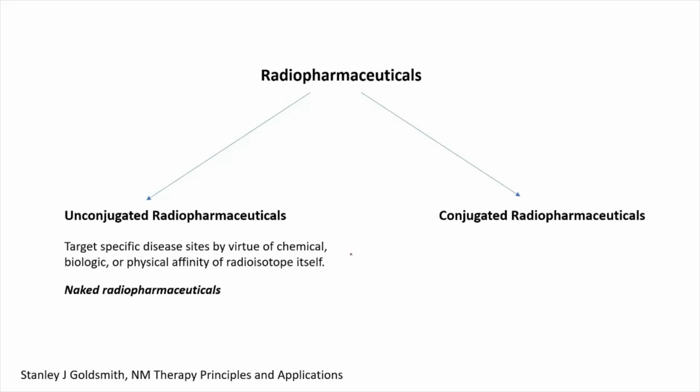So what do we mean by unconjugated radiopharmaceuticals? These are pharmaceuticals that target a specific disease by virtue of the chemical, biological and physical affinity of the radioisotope itself. An example is iodine 131, which is used for the treatment of hyperthyroidism.